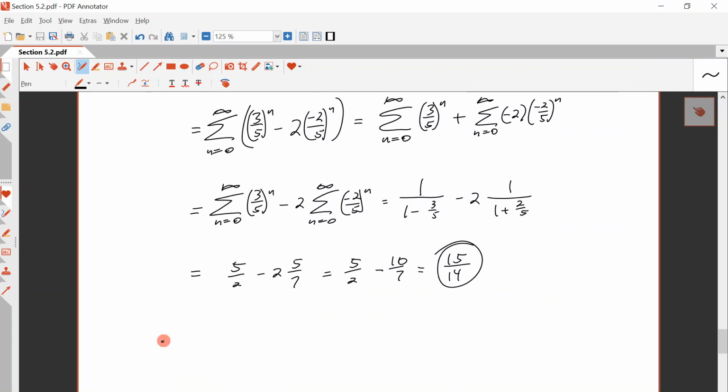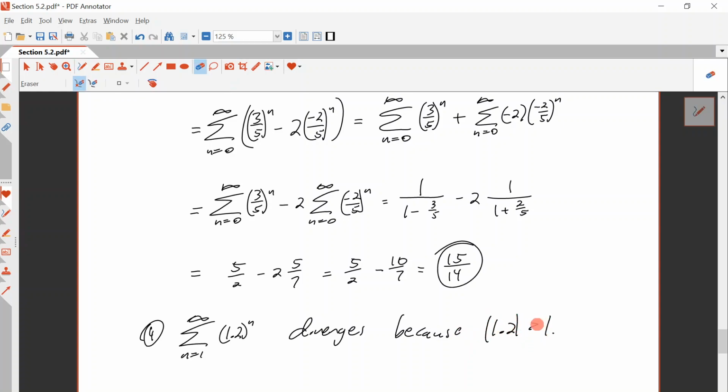And so that was example 3. Example 4, the sum from n equals 1 to infinity of 1.2 to the n. That one diverges, because 1.2 is bigger than 1. Okay? So, several examples of working with geometric series.